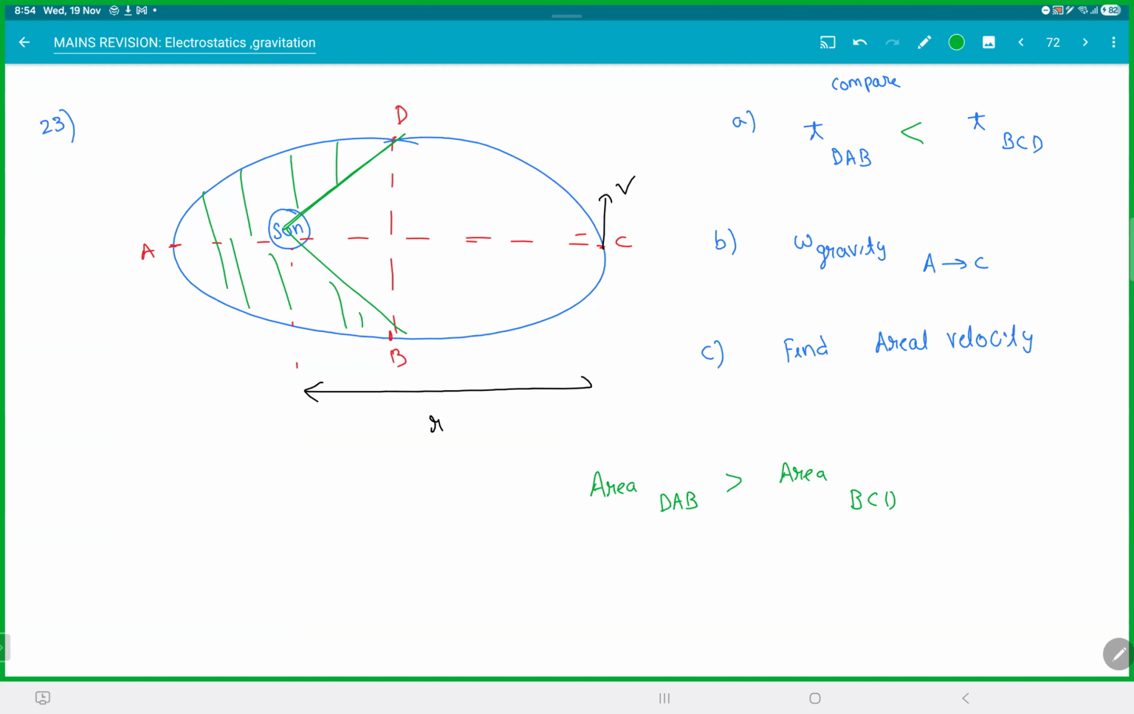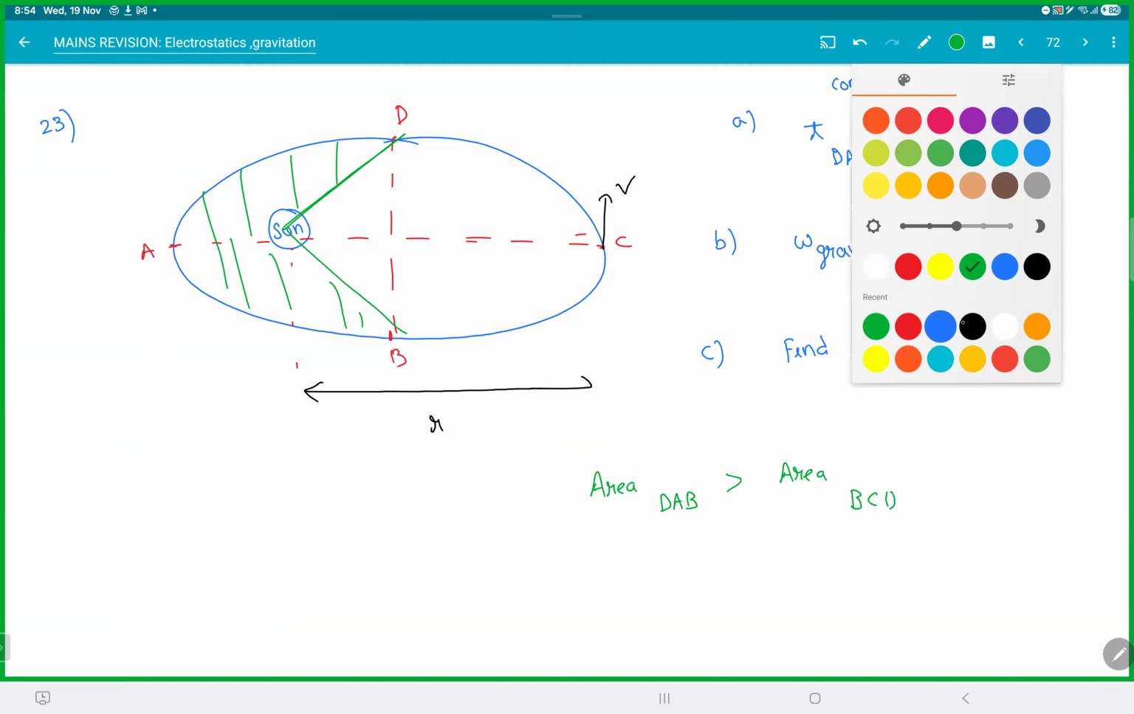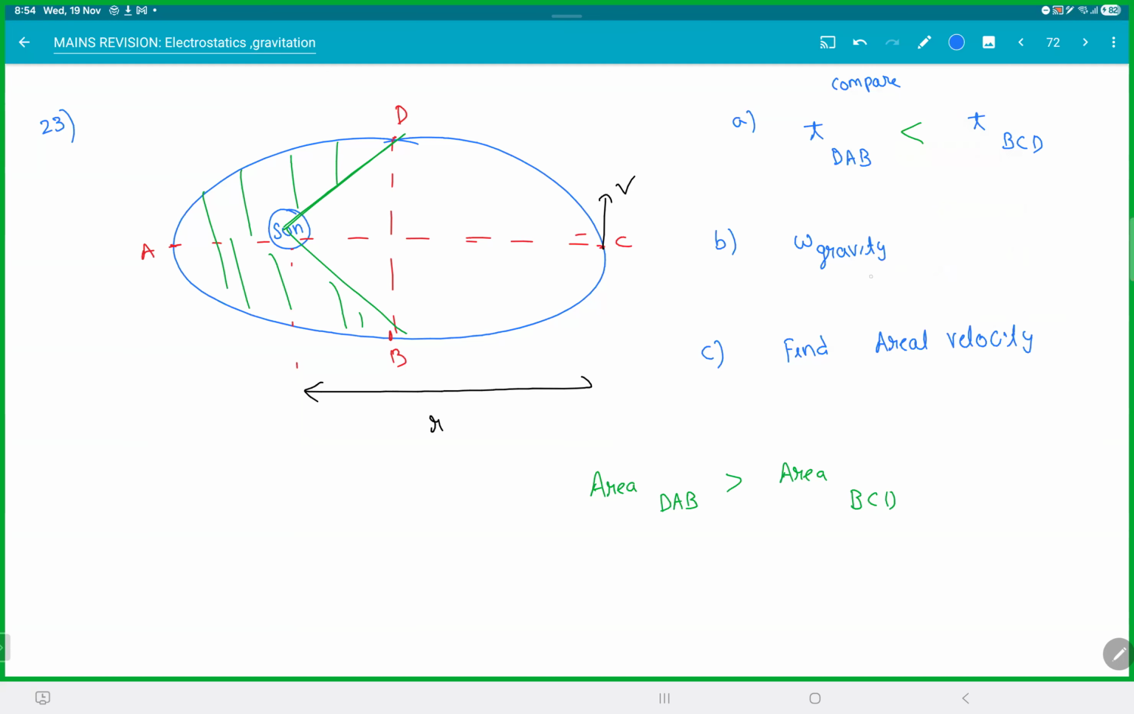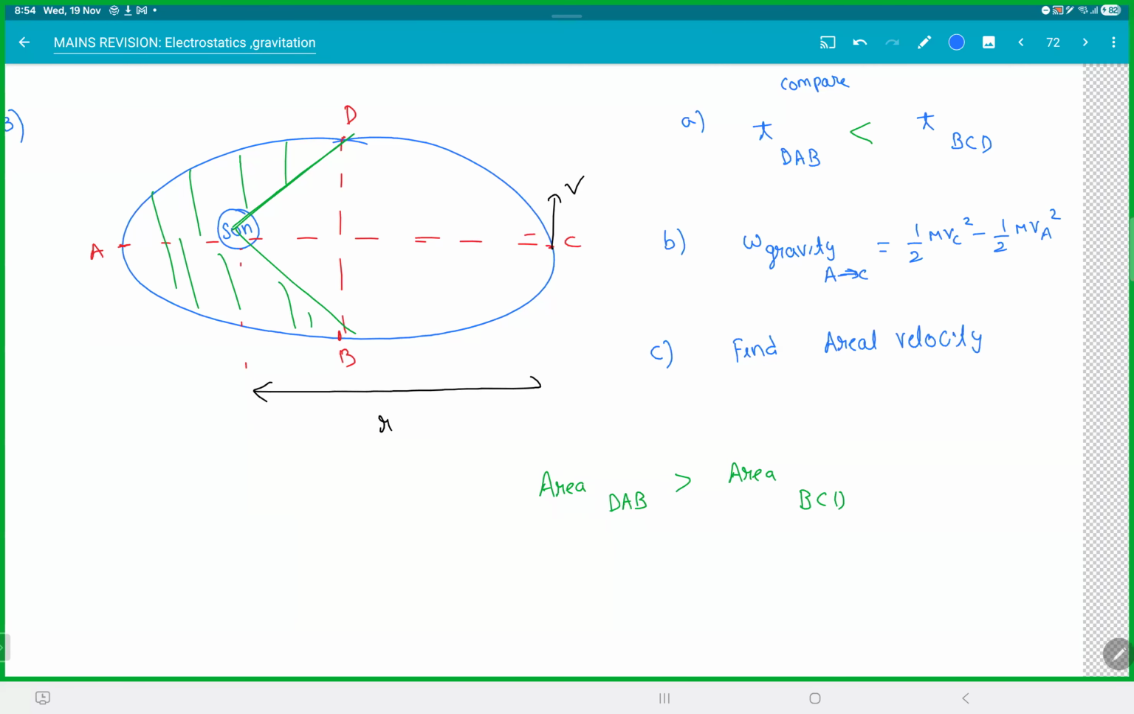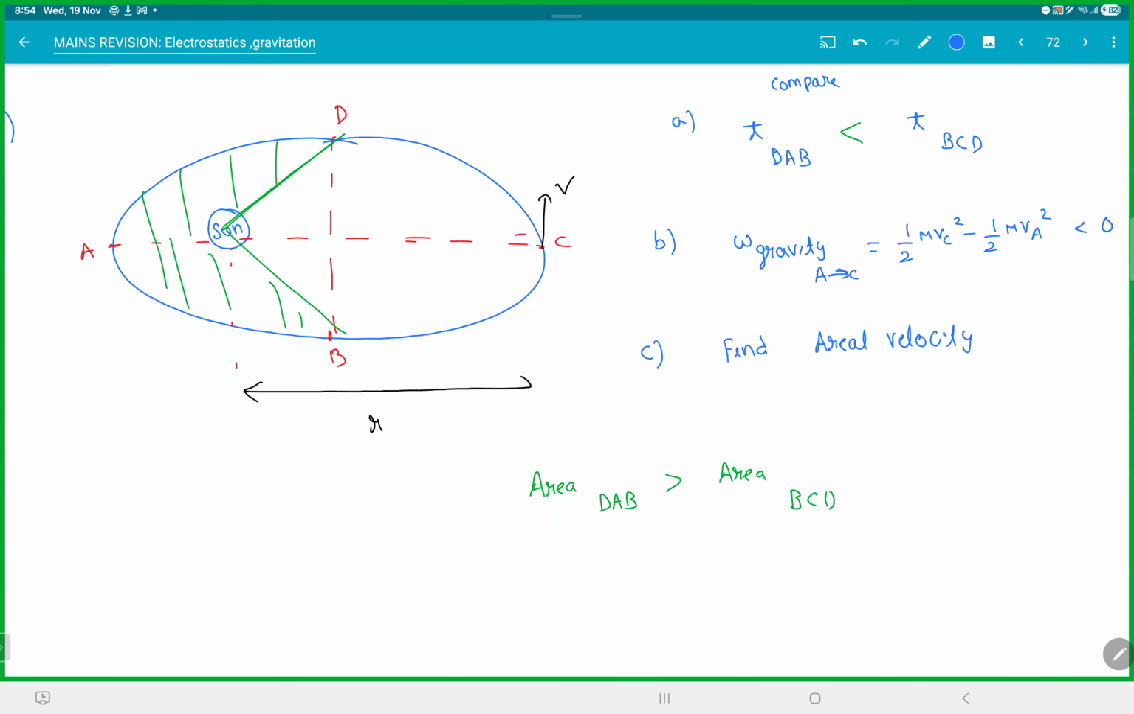What is the work done by gravity from A to C? What is the work done by all forces? Change in kinetic energy. That will be half m vC square minus half m vA square. We can clearly see the farther the comet, the slower it will go. So this is negative. What is the areal velocity formula? Areal velocity dA by dt is nothing but angular momentum by 2m.